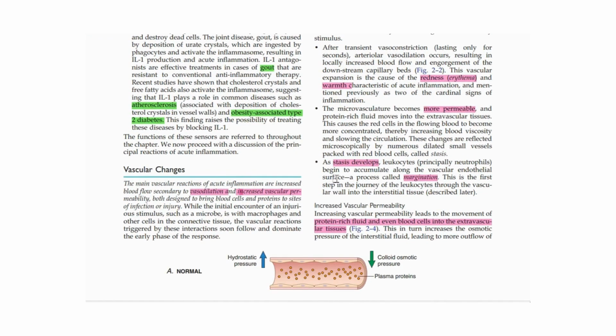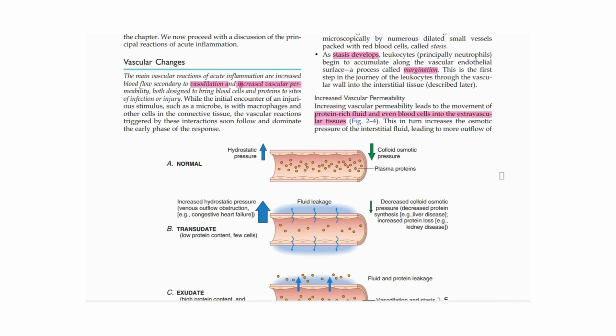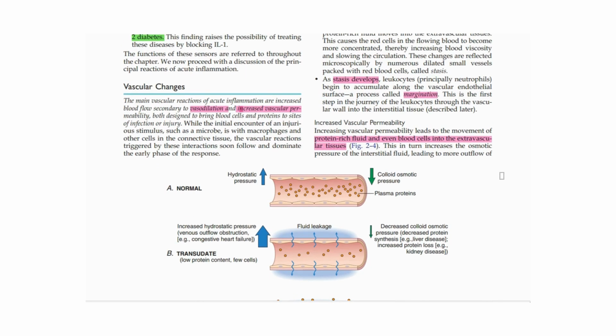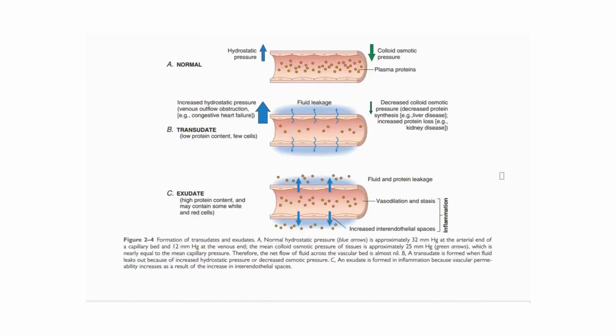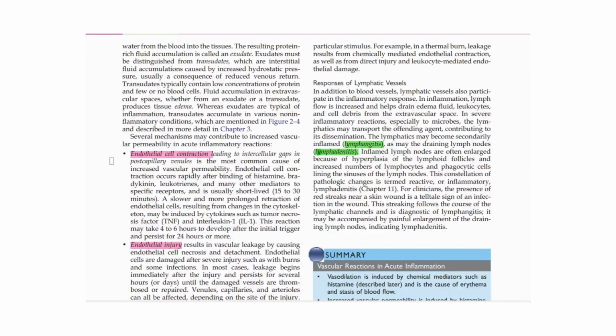As we know, there is increased blood flow. This increased blood flow will lead to the development of stasis, and this stasis causes leukocyte accumulation in the area of the capillaries, where there is migration of the leukocytes from the vascular compartment into the extravascular compartment. Now there is the second component, increased vascular permeability. Increased vascular permeability occurs due to many reasons. One reason is endothelial cell contraction. When endothelial cells contract, there is a gap between the endothelial cells, and this gap leads to increased vascular permeability.